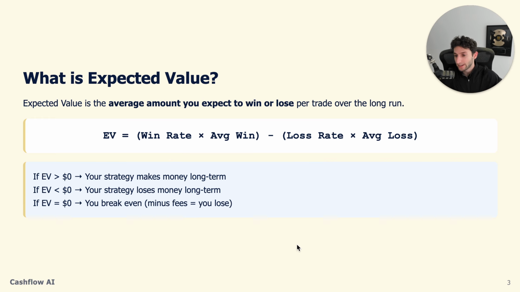So what actually is expected value? Well, it's the average amount you expect to win or lose over time. There's a very simple formula to figure this out. You simply multiply your win rate times your average winner, and you subtract your loss rate times your average loss. Again, it's a very simple formula, right? If your EV is above zero, your strategy makes money long term. If your EV is less than zero, your strategy loses money long term. And if your EV is $0, that means you're break even, and over the long term, you are expected to not make or lose any money.